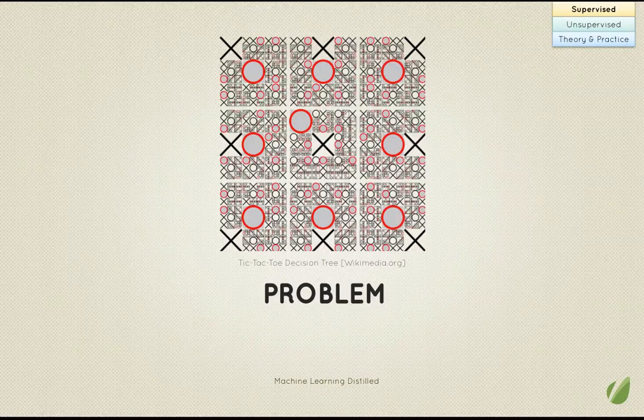This is an interesting example. This diagram shows the optimal placement for the O player. And what you can take away from this is how complex this decision tree could become. And this is plotted in a pretty compact way. So the problem of decision trees is overfitting.